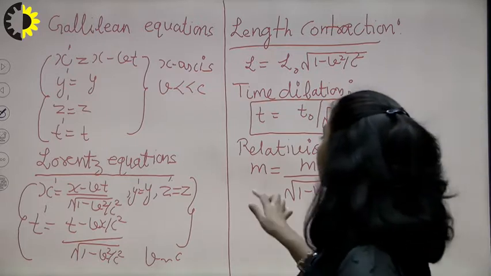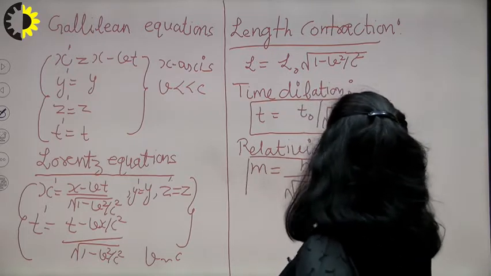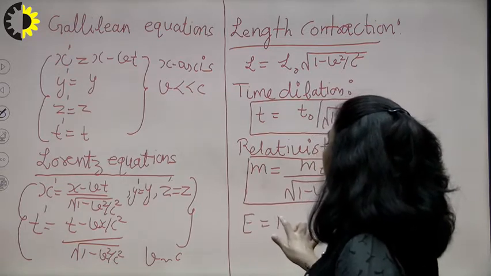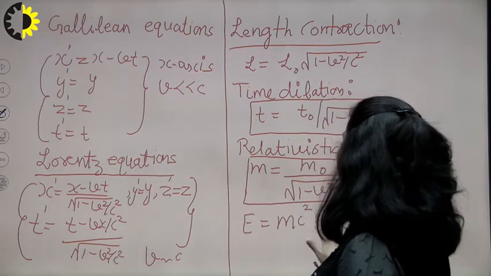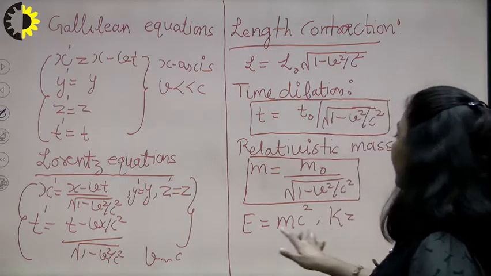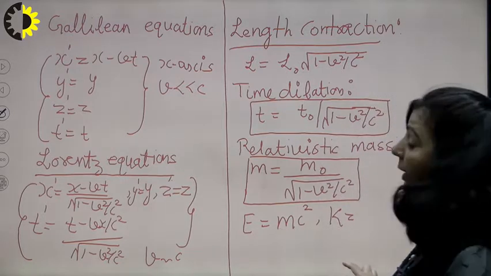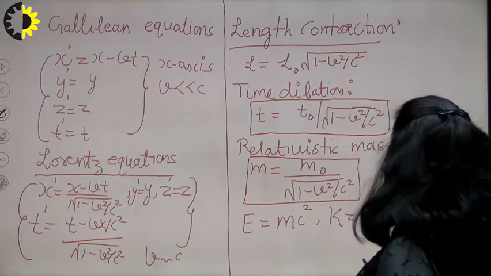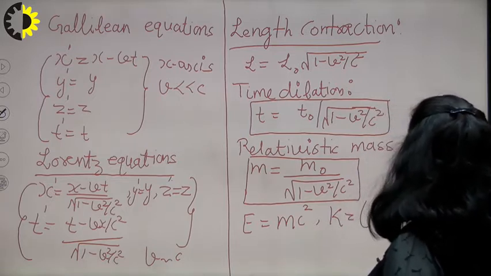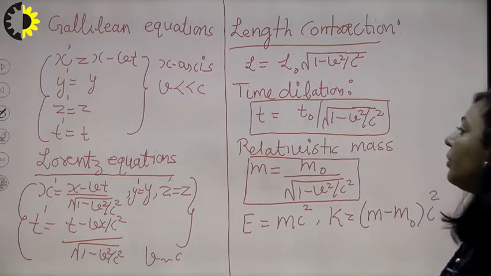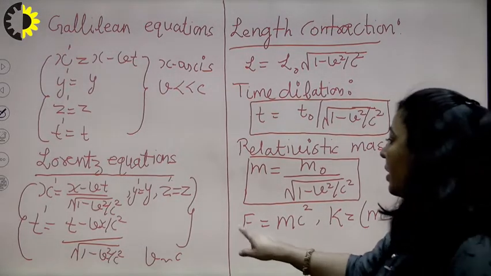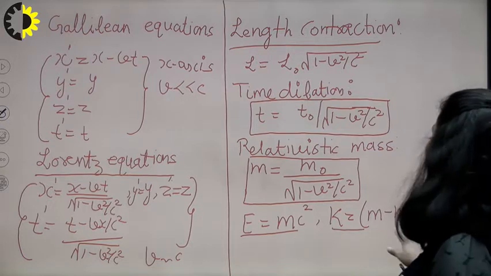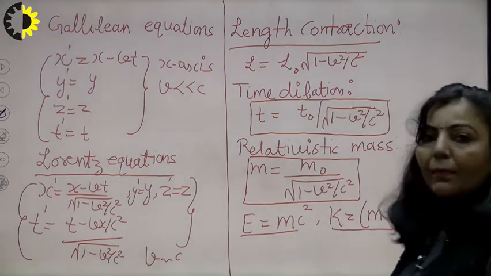Then you have the mass energy relationship, which suggests that energy can be converted into mass and mass can be converted into energy. E is the total energy, m is the relativistic mass here, and K is the kinetic energy, and kinetic energy in relativistic mechanics is m minus m naught into C square. So this is the expression for total energy, and this is the expression for kinetic energy, right?